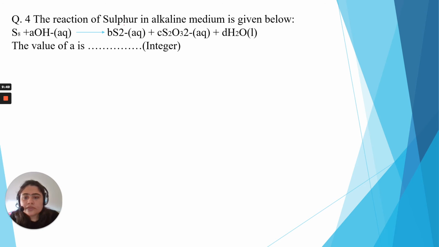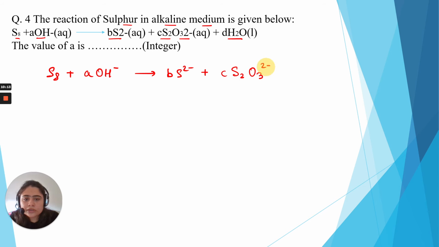Next, the reaction of sulfur in alkaline medium is given below: S8 plus A OH minus gives B S2 minus plus C S2O3 2 minus plus D H2O. First we write the equation which is given in front of us. This is the balanced equation. We need to find the value of the coefficients, and we need to find the value of A in this question.